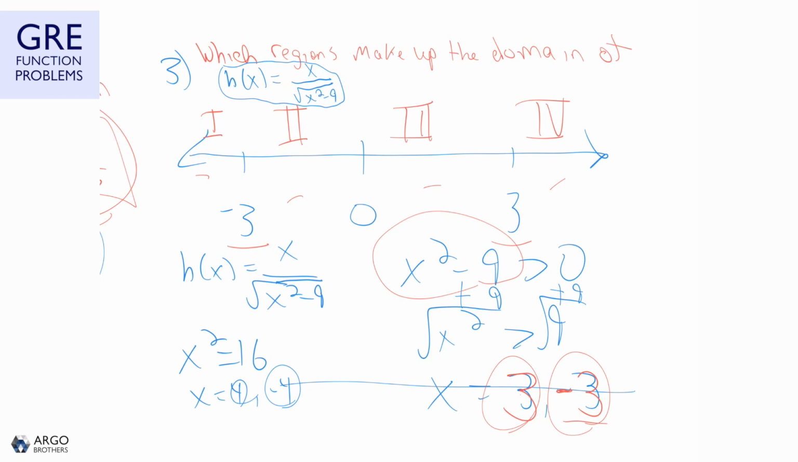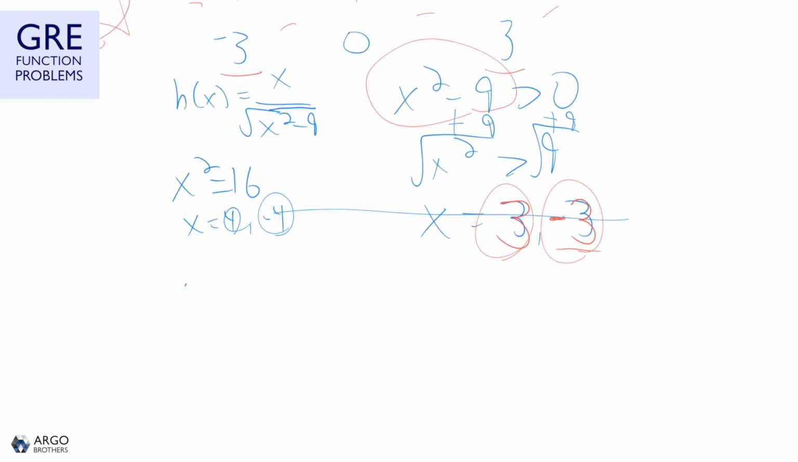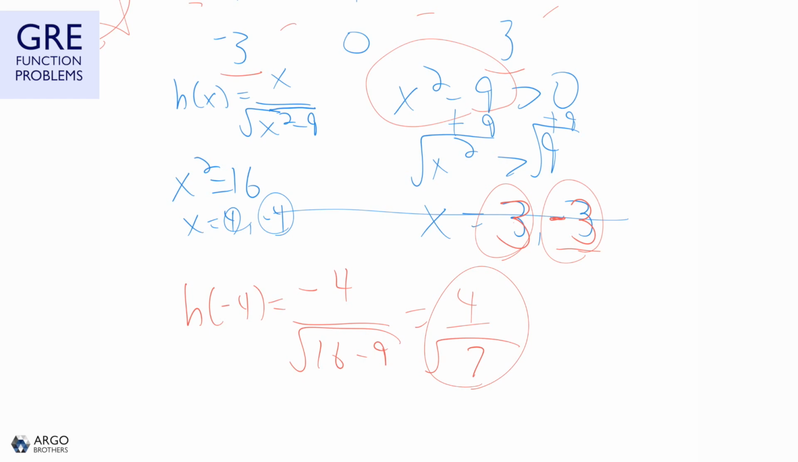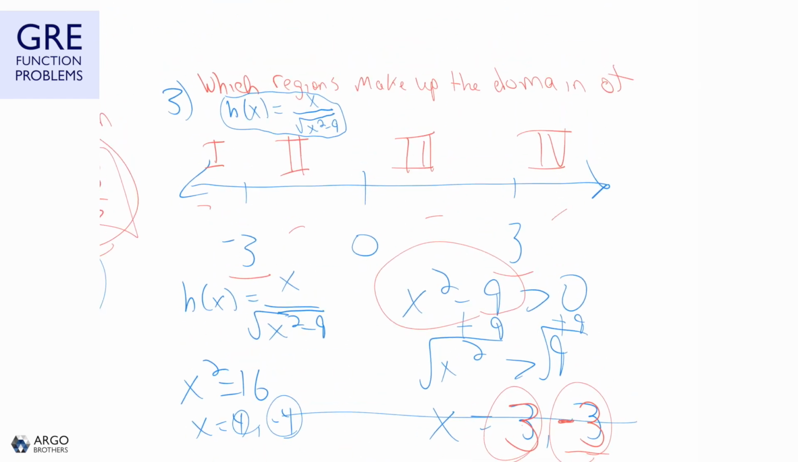If we plugged in negative 4 for h of negative 4, what would we get? Let's find out. We would get negative 4 over radical 16 minus 9. And that would be an okay number. That would be 4 over the square root of 7, so that's a positive number. And now we know that that region works out, so we can shade it in. And it's greater than negative 3, so it would be an open circle.